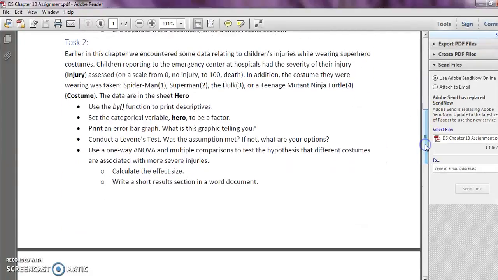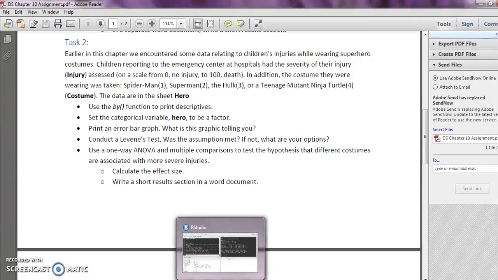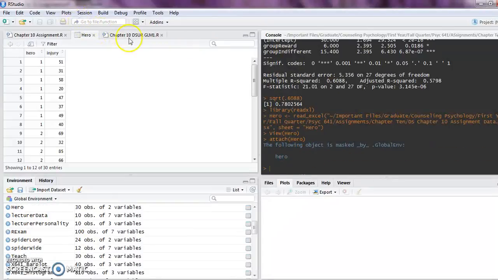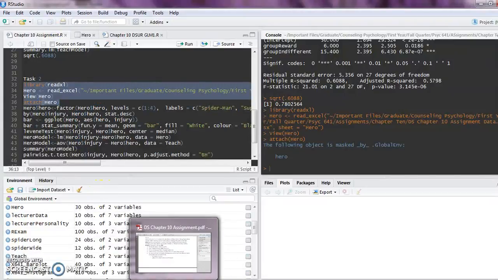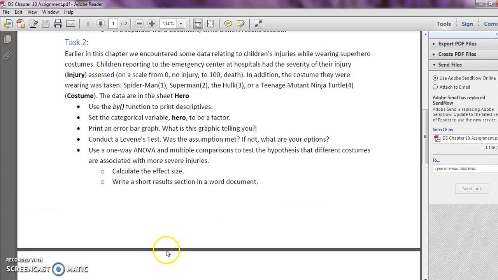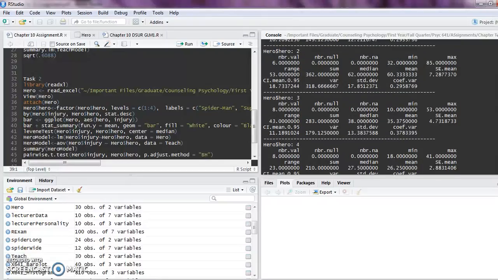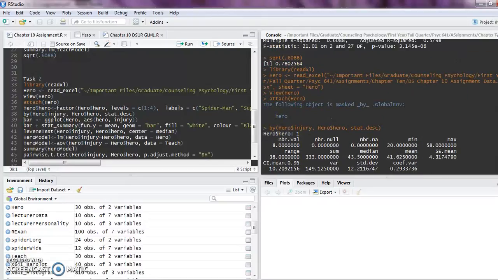So for the next task that we have to do, it's kind of similar, except that we had one added thing here to do. So we're asked to run the by function to print the statistics descriptives for the groups. So, doggone, I gotta load it. Okay, so everything is attached. So we're going to run our by function. And so here we have all the statistics descriptives for each group.